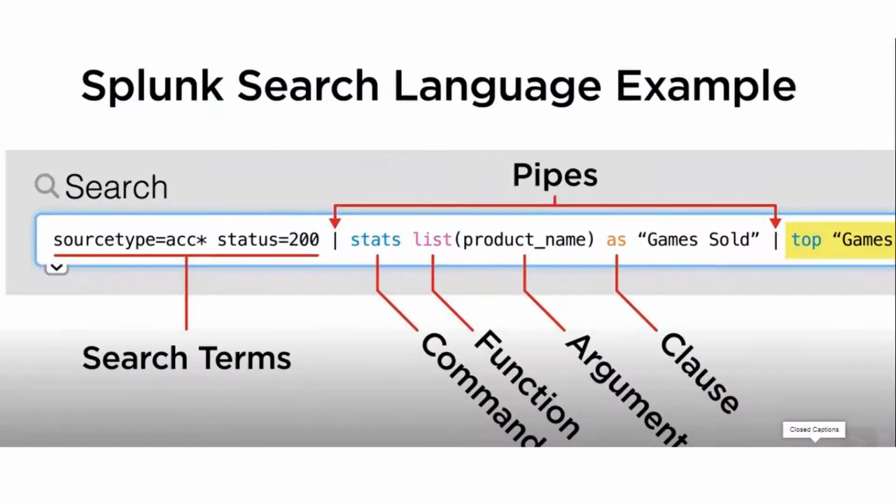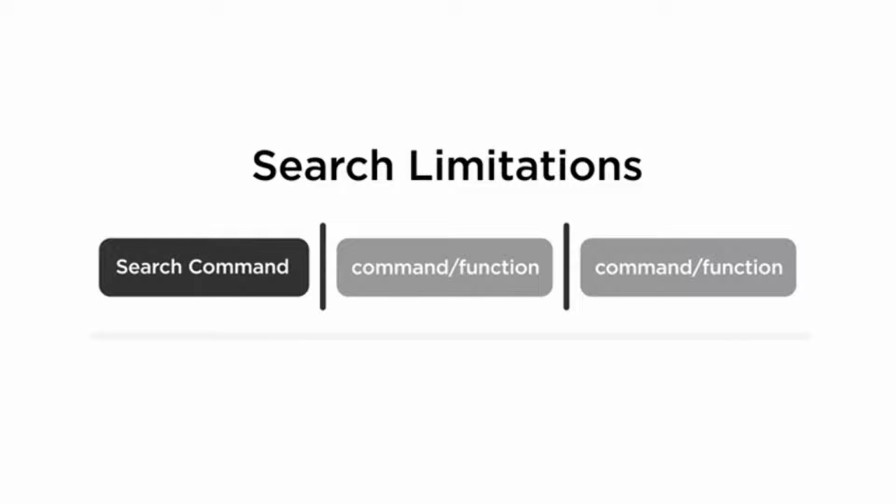So this is the stuff. Look at one more example. Here source type, status, pipe, command, function, argument, clause, and keep doing it till you get it. There are different visualizations we have for that. So these are the search fundamentals. First you start with the search command, then command and function, and then pipe and command functions. If you do not follow this idea of searching, then you will not find your desired results.